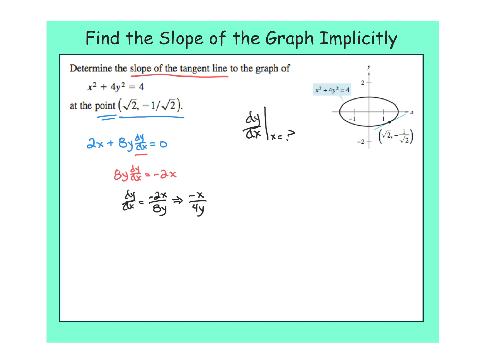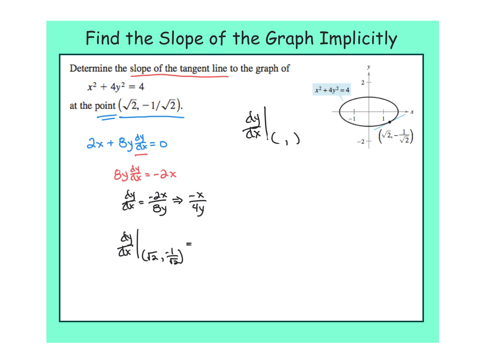That was when it was only in terms of x. Well, now this derivative is in terms of what? X and y. And so it's not just going to be an x equals now, it's going to be an ordered pair. All right, so that's the notation that we need to give when we give a derivative in this kind. All right, and so now we find dy/dx at the ordered pair square root 2 comma -1 over square root 2.